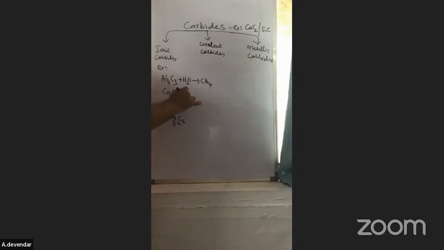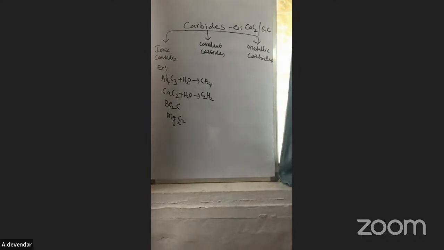When calcium carbide is hydrolyzed, you get acetylene. Yesterday you discussed that when beryllium carbide is hydrolyzed, we get different compounds. Magnesium carbide, aluminum carbide, these are the ionic carbides. Examples of ionic carbides are aluminum carbide, calcium carbide, beryllium carbide, and magnesium carbide.